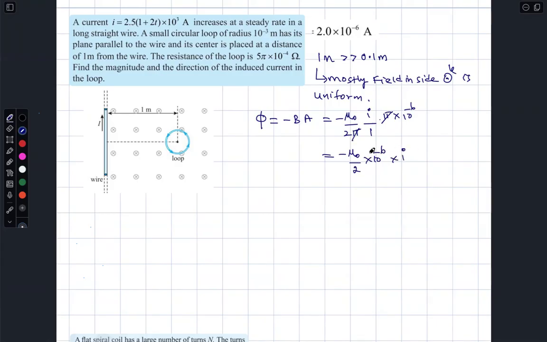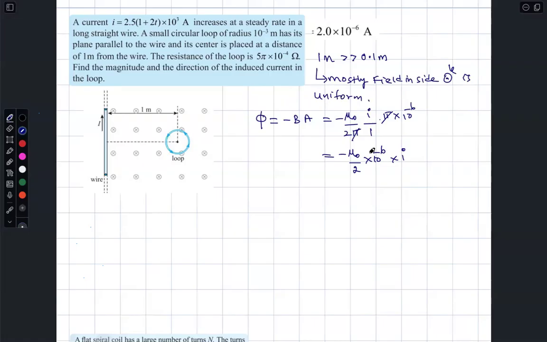Can someone please explain why there is a minus sign? When I have written phi is equal to minus BA, why have I written the minus sign there? Anyone in the class? No one is responding.